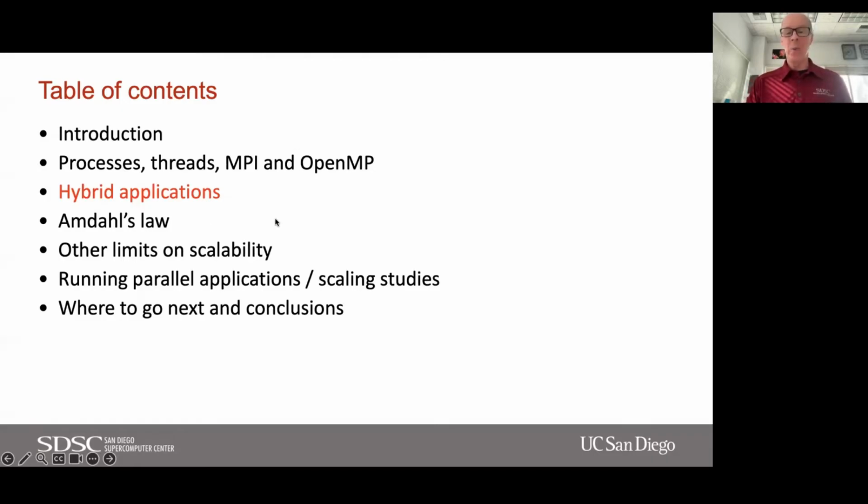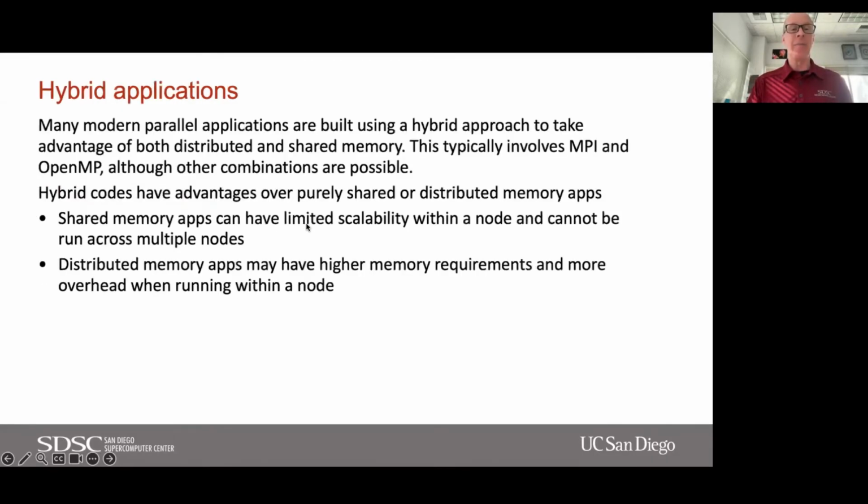Okay, so now we're going to move on. We're going to talk a little bit about hybrid applications. Many modern parallel applications are built using a hybrid approach. They take advantage of both distributed and shared memory. So this will typically involve MPI and OpenMP, although as I mentioned, some other combinations are possible. Now, hybrid codes have the advantage over purely shared and distributed memory apps. Shared memory apps can have limited scalability within the node and can definitely not be run across multiple nodes. Distributed memory apps may have higher memory requirements and more overhead when running within a node.